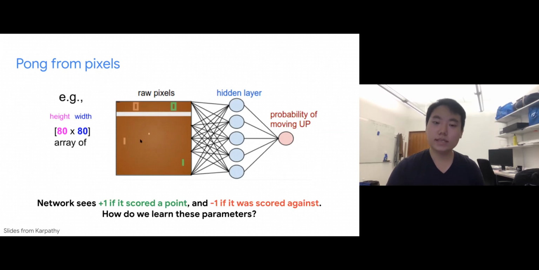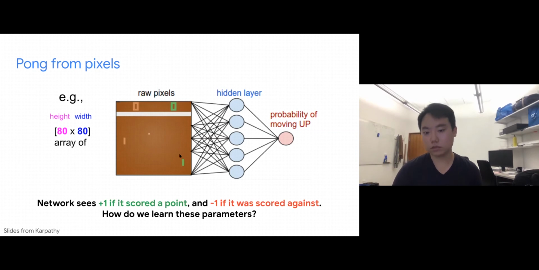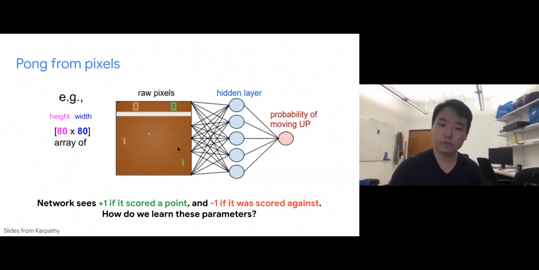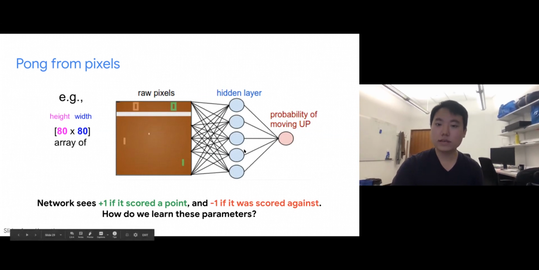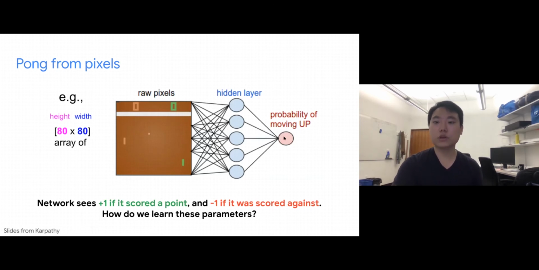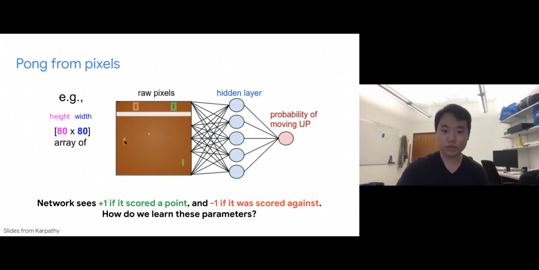And we know that in this game, if you successfully bounce your ball over, you get a reward of +1. Otherwise, if the ball gets bounced by the opponent across your side, then you get a score of -1. And then the goal is, how can we actually learn this set of parameters theta that prescribes a good sequence of actions to allow us to consistently score points?